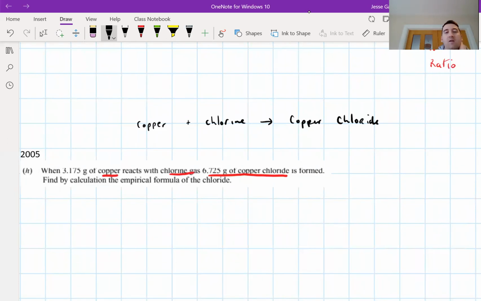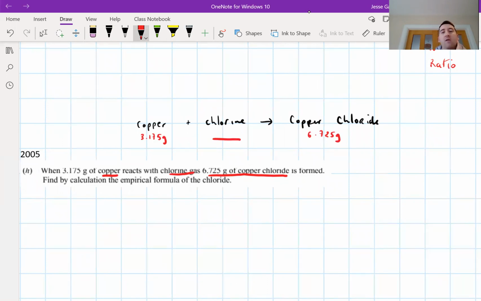Right, next thing to do is figure out the masses of each. You know the masses of two, you've got to find the mass of the other one. It's pretty straightforward, same as before. Pause the video, do it now. Okay, so we're told that 3.175 grams of copper reacted with chlorine, but it doesn't tell us how much, so we're going to be finding that, and we produce 6.725 grams of copper chloride.